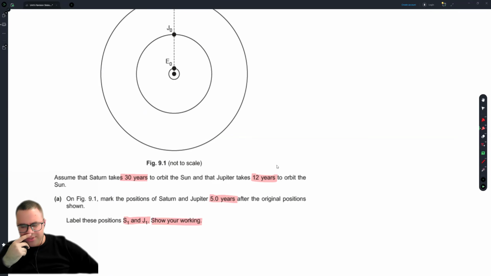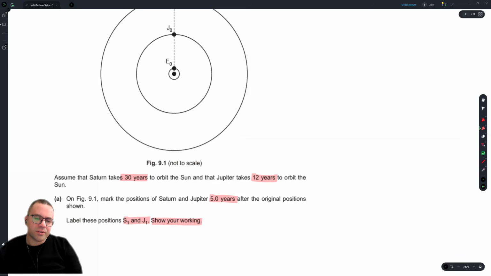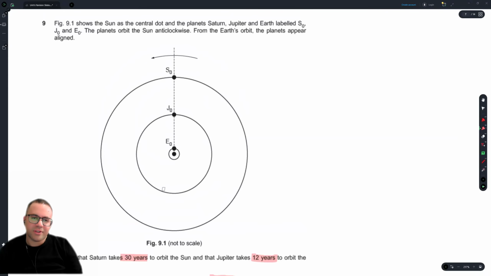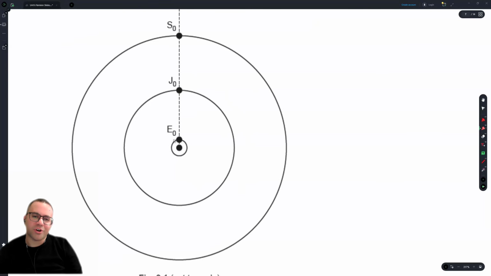Wait, what does he mean? Hold on. Where will Earth be after 5 years? Let's start there. Let's start where we are. Where is Earth going to be after 5 years? What do y'all think? Same spot. Bravo. Because it goes around 5 times.